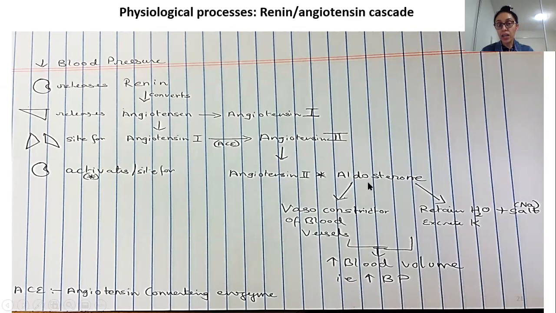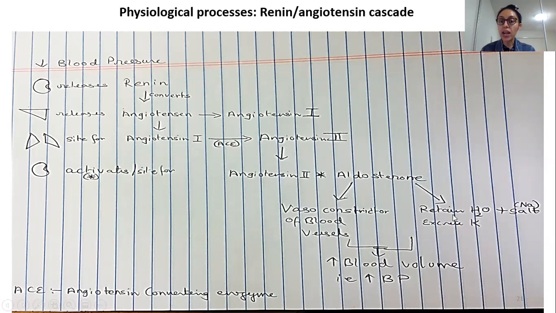Aldosterone causes vasoconstriction of your blood vessels, meaning it makes your blood vessels narrower, because logically speaking, the blood pressure is low. If you make it narrow, it will help to increase the blood pressure. In layman's terms, the blood level will be low, but if you have vasoconstriction, the same blood level will be high. It's like a broad glass versus a narrow glass. So you have vasoconstriction of your blood vessels.